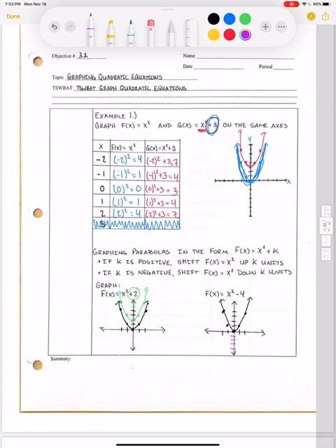So I'm going to start here at (-2, 4), and I'm going to move it down 4 units. That's going to put this point right here on the x-axis. (-1, 1) is going to bring it down to (-1, -3). (0, 0) is going to become (0, -4). (1, 1) is going to become (1, -3). And (2, 4) is going to become (2, 0). Everything got shifted down 4 units.